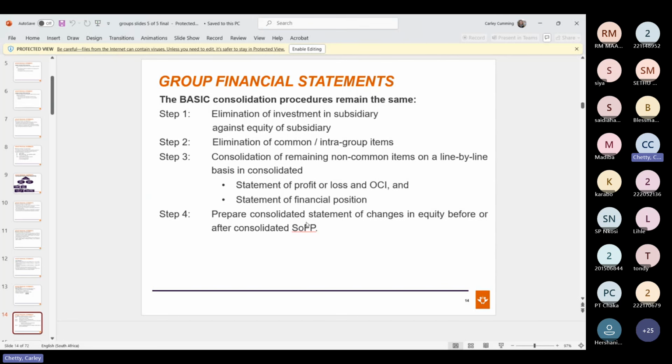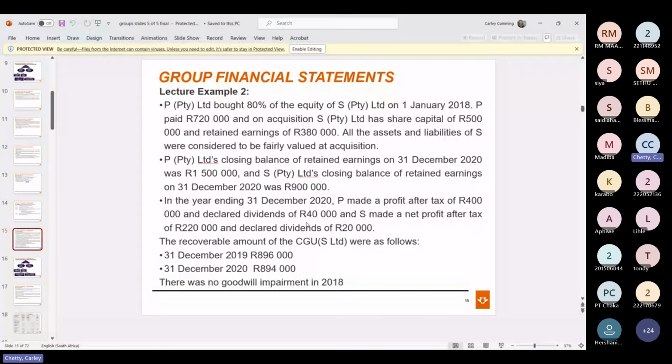Obviously, the statement of financial position and statement of changes in equity need to agree to each other. So just make sure they agree to each other. So here we have lecture example two.